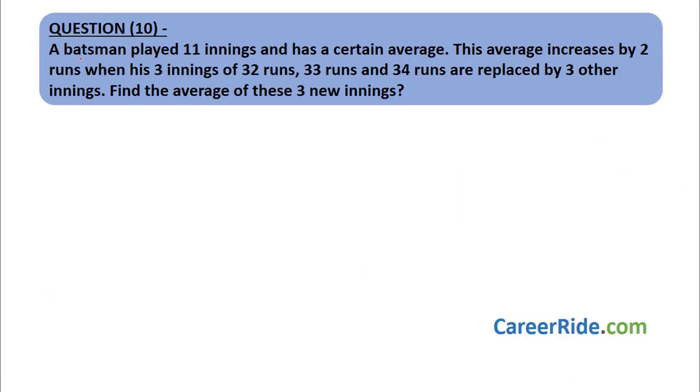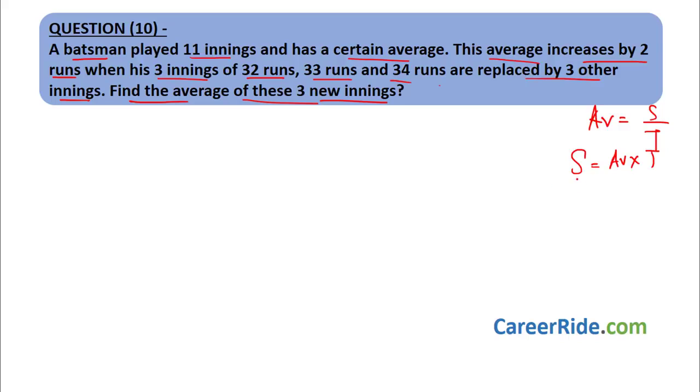Question number 10. A batsman played 11 innings and has a certain average. This average increases by 2 runs when his 3 innings of 32 runs, 33 runs and 34 runs are replaced by 3 other innings. Find the average of these 3 new innings. Now again, this is an easy one. We have our average formula, that is sum upon total. Sum of all the observations is nothing but average into total.